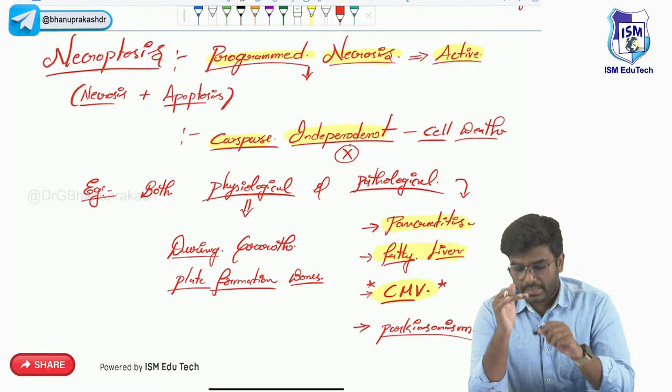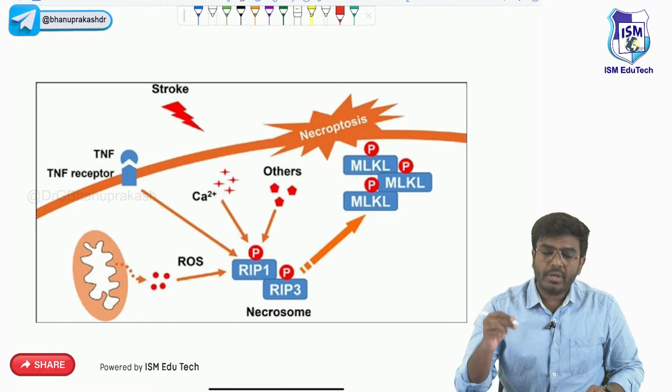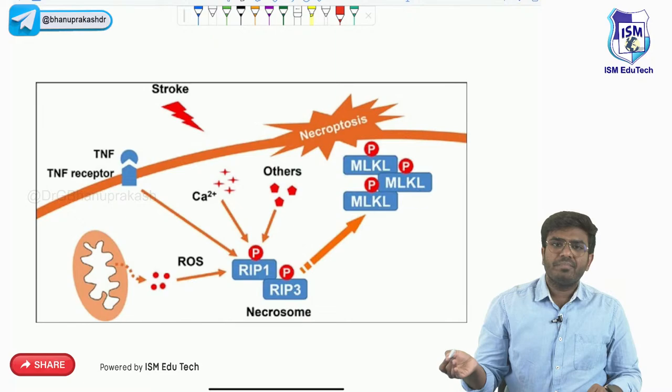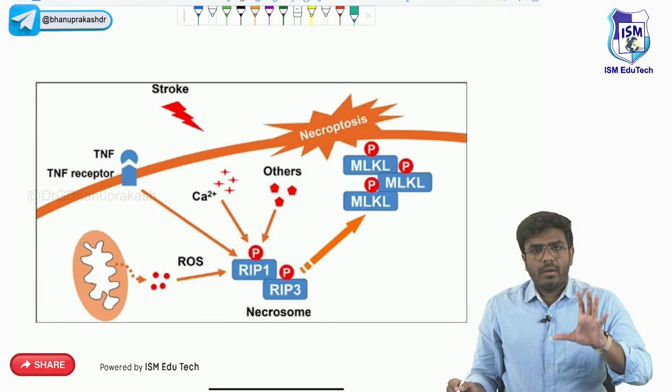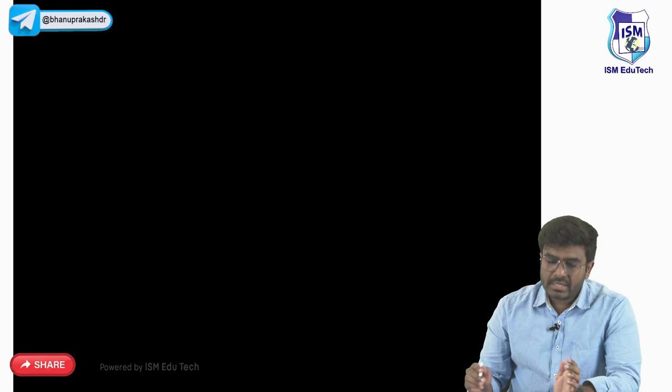Now, I just want to show you the pathway, how necroptosis exactly happens. You know the pathway of apoptosis, intrinsic pathway, extrinsic pathway. Once they are completed, the initiator caspases will activate the executioner caspases. Now, see here. For example, this is a cell which is undergoing necroptosis. Necroptosis means it's a programmed cell death. There is a program, a blueprint. A sequence of events should happen. It's not like a murder, where someone comes from outside and kills.